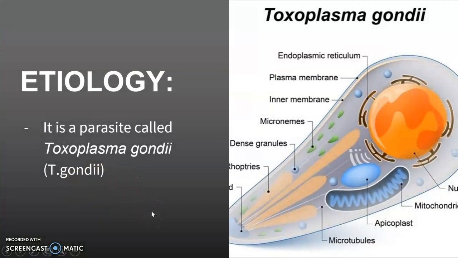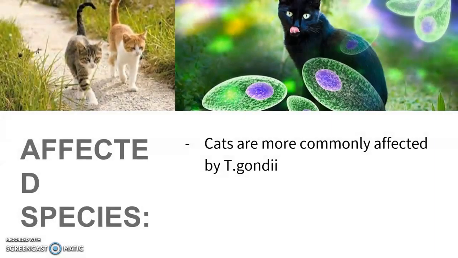This disease is caused by a parasite called Toxoplasma gondii. This parasite is often found in cat feces and sometimes even contaminated food. As you can see, the affected species are cats. They are the definitive host for this parasite, and this is for all cat species, not just domestic cats.